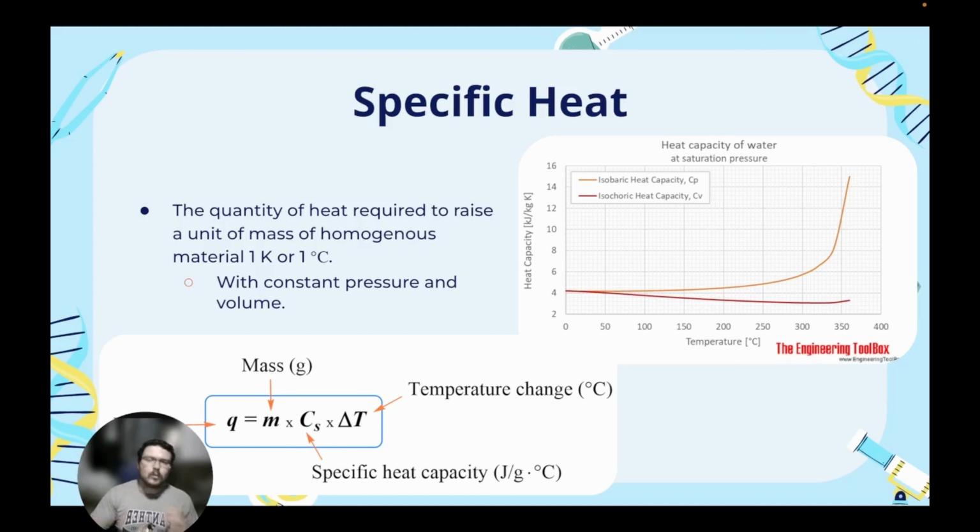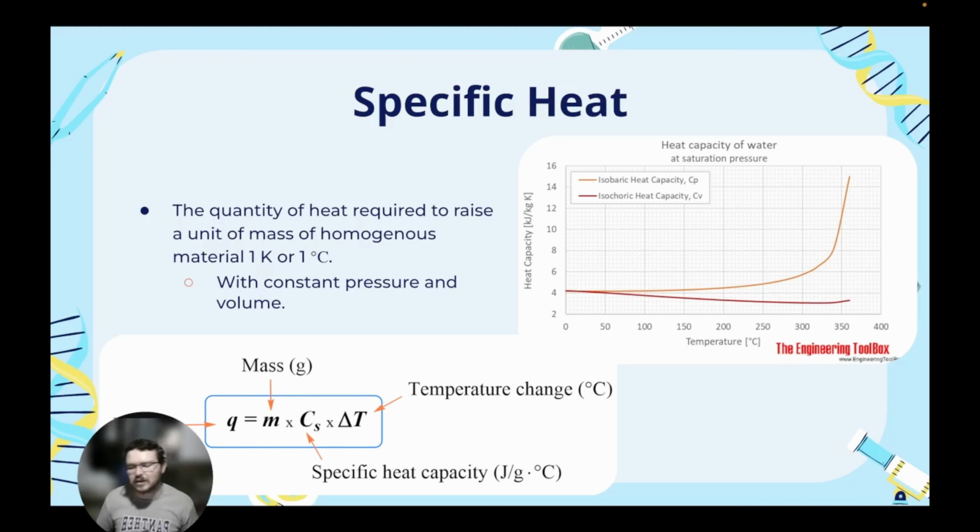Now, one of the ways that we can more specifically measure the amount of heat that it takes to change a unit of mass of a material is what we call specific heat. That is the definition of specific heat: the quantity of heat required to raise a unit of mass by 1 degree Celsius or 1 degree Kelvin, and we assume we have constant pressure and volume.